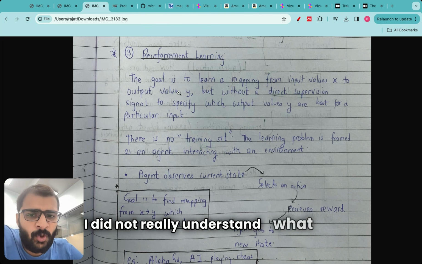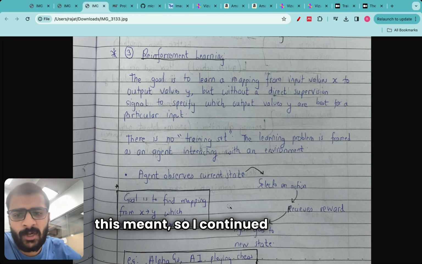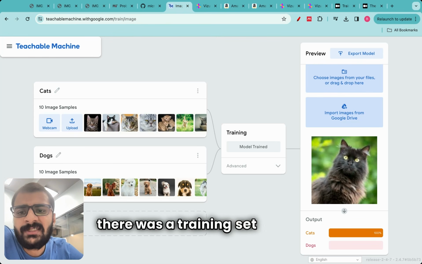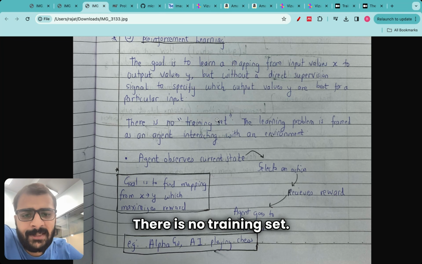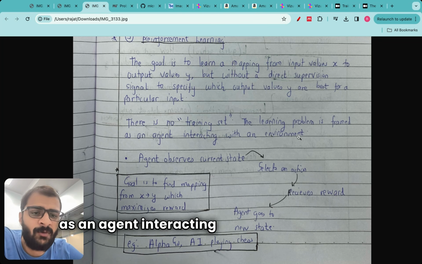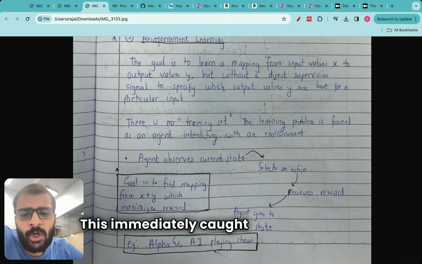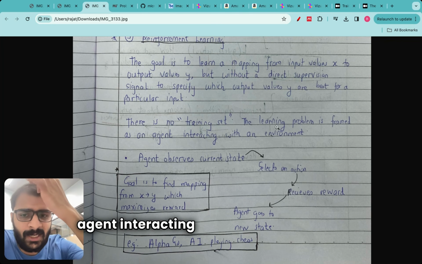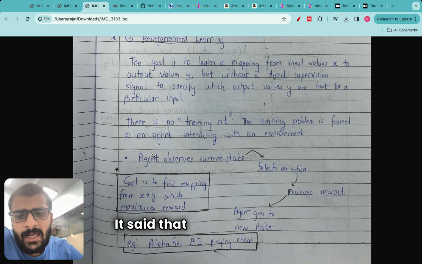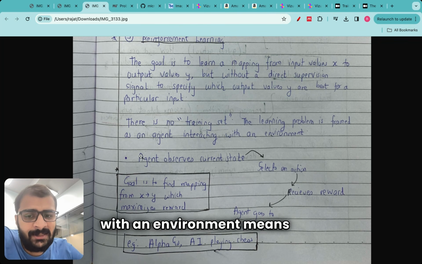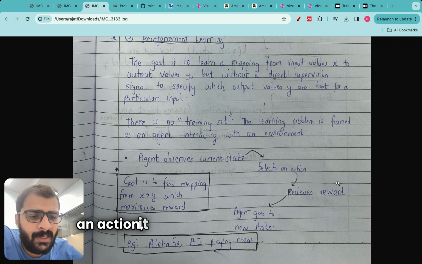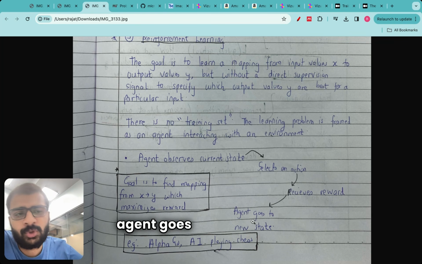I did not really understand what this meant, so I continued reading. So essentially, there is no training set, like there was a training set over here. There is no training set in reinforcement learning. The learning problem is framed as an agent interacting with an environment. This immediately caught my attention. Okay, what does it mean, agent interacting with an environment? Then I read further, and it said that agent interacting with an environment means this: the agent observes the current state, it selects an action, it receives a reward, and then the agent goes to the new state.